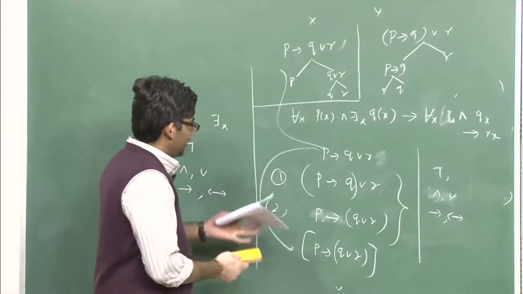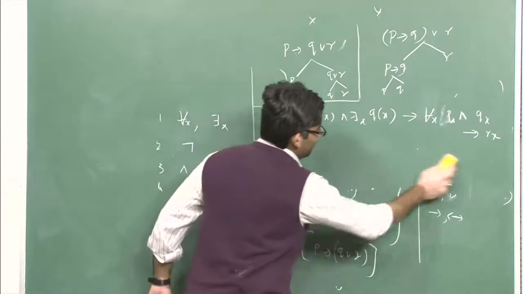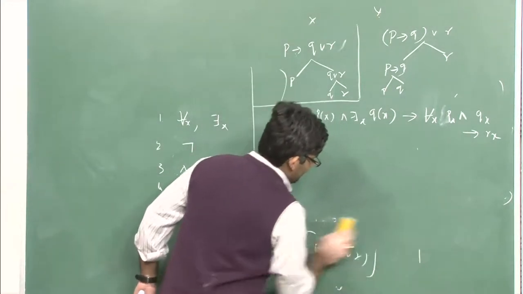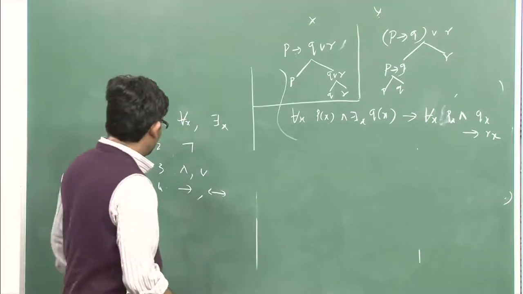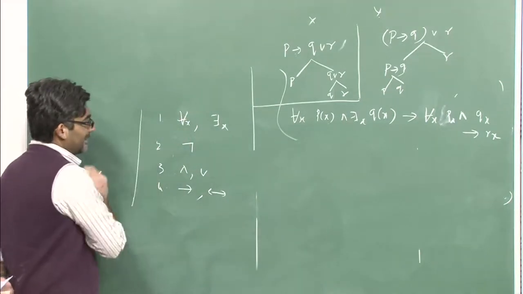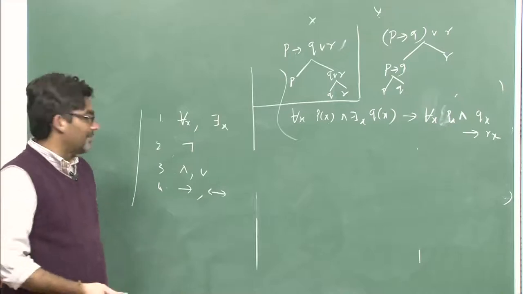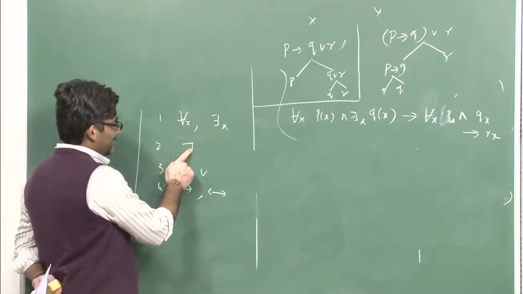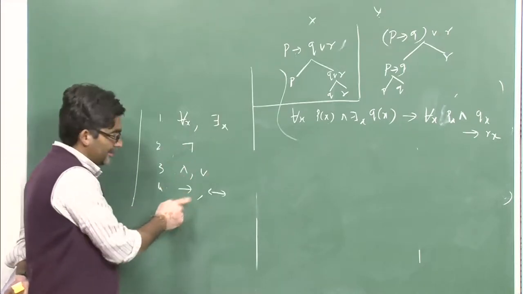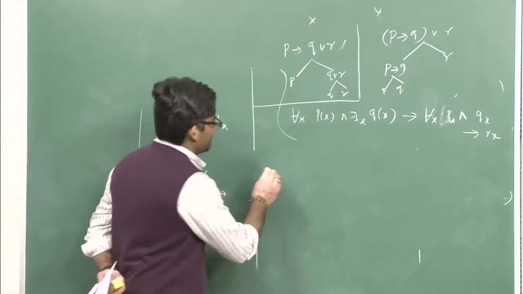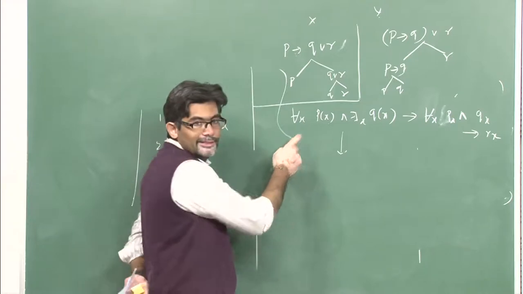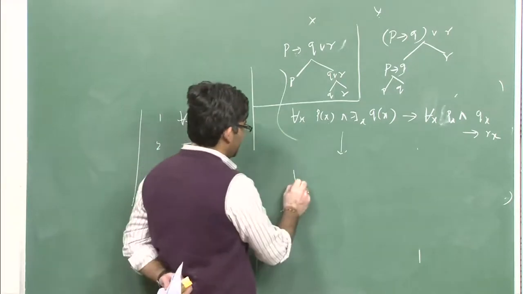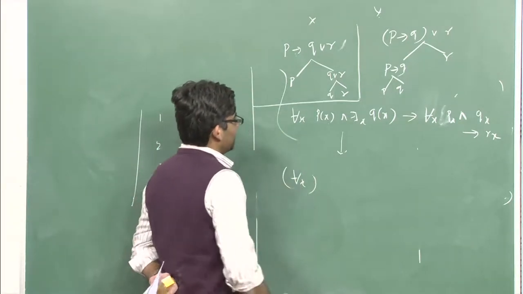In the same way, for a predicate logic formula, first we need to follow this preferential ordering: for all x, there exists some x, negation, and or implication, and this one. Now in this formula, wherever for all x is there, you have to put it in brackets.